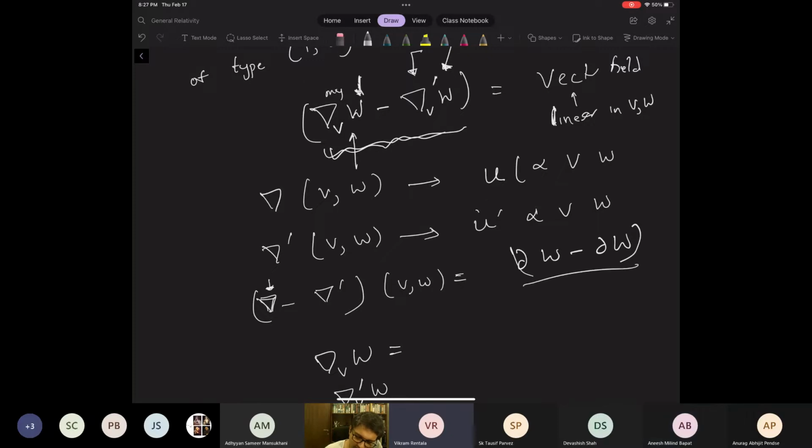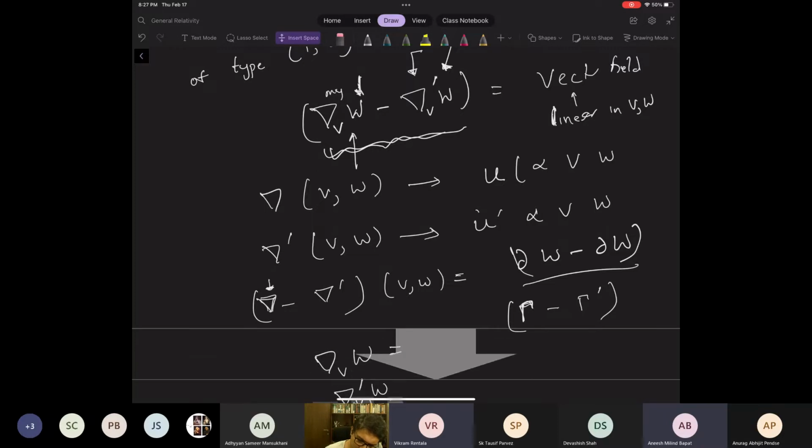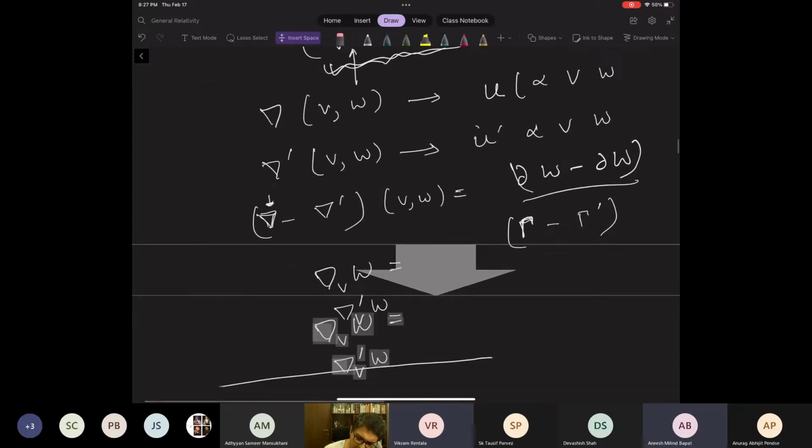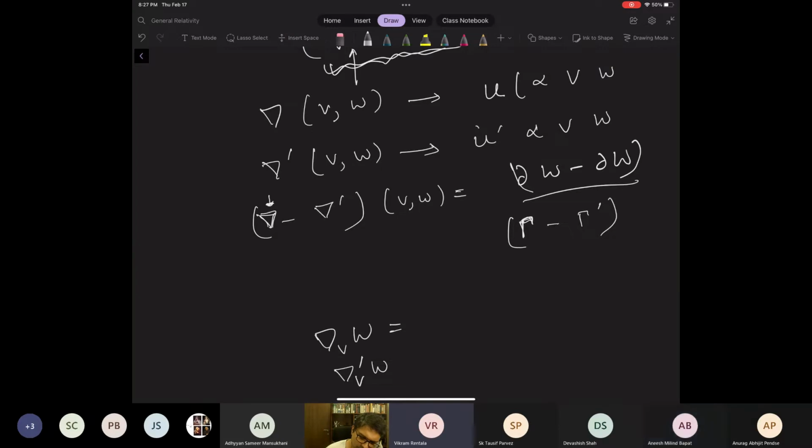Yes, you're right. So in that sense, this nabla minus nabla prime eats two vector fields and transforms them linearly into a third vector field. And the action is linear, so it's by definition a (1,2) tensor, without referring to the transformation rules in explicit coordinates.